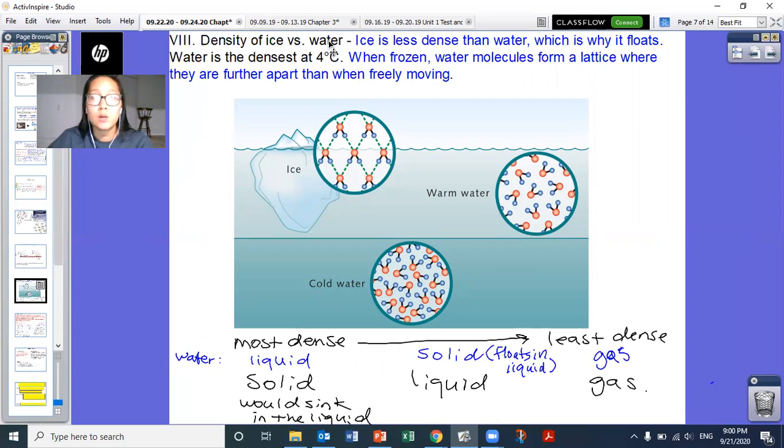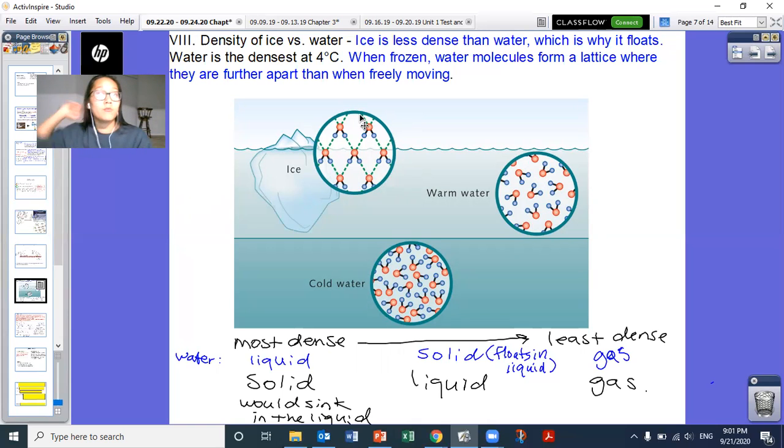So when frozen, water molecules form a lattice, kind of like a crystal structure, where they're at a set distance away from each other, and their distance to another water molecule is always the same. It's kind of like when you build a 3D shape, like a cube or a tetrahedron, right? They all have a specific distance between each point, and each point in that shape is, for example, a water molecule.